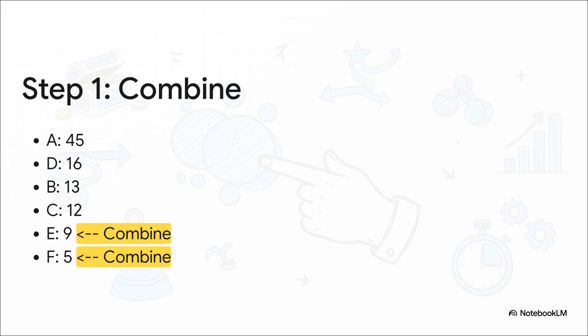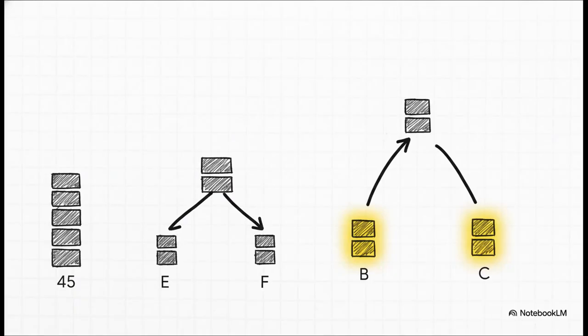So here are our character frequencies in some text. The greedy choice is to find the 2 with the lowest counts. A quick scan shows us that's E with 9 and F with 5. So we merge them together into a new node that has a combined frequency of 14. And now we just repeat the process.